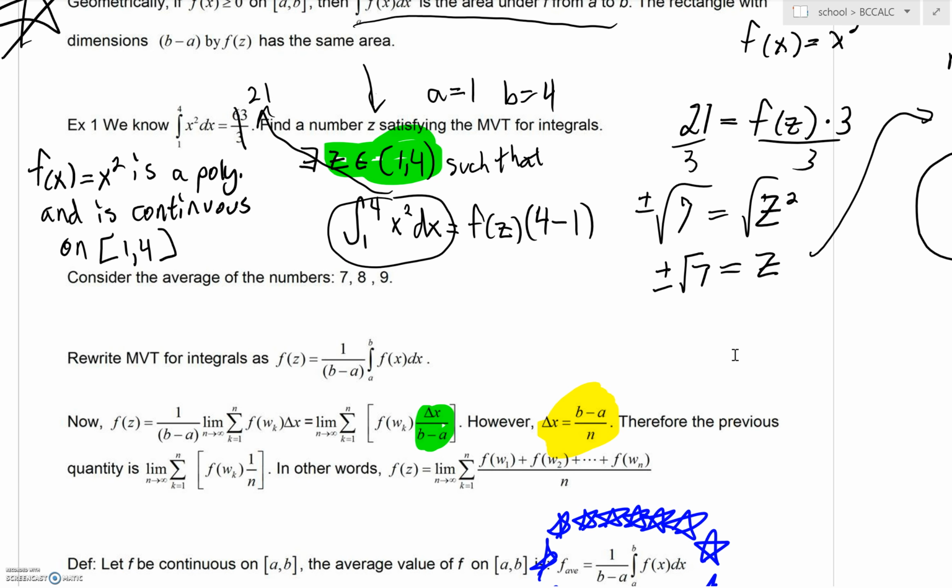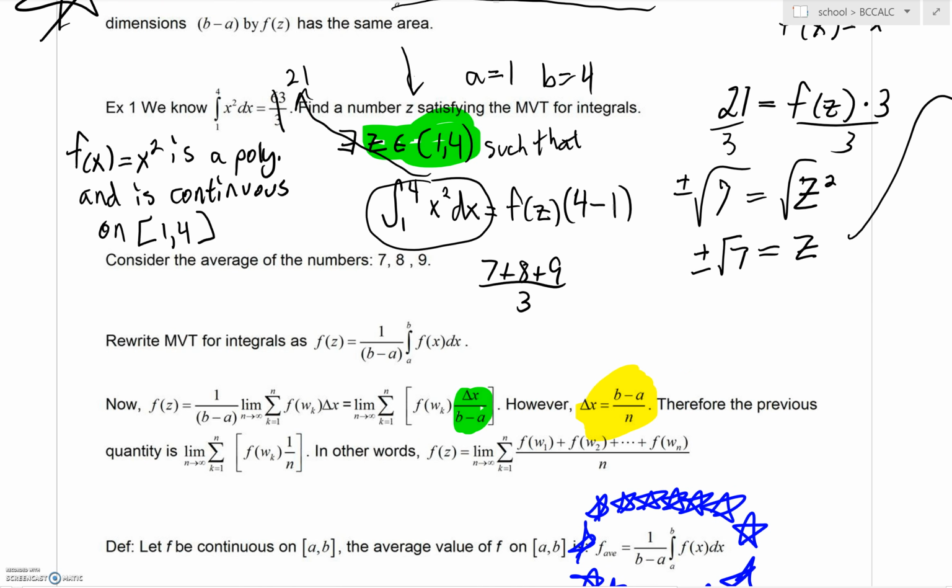All right, well, now let's just take a look real quickly at just some basic arithmetic. Consider the average of the numbers 7, 8, 9. What you do is, of course, you add 7 plus 8 plus 9. Then you divide by how many numbers you have. Now, what we're about to do is look at the mean value theorem for integrals in a different light. Look at what we normally write on the left side, the right side. I'm going to put it on the left side right now.